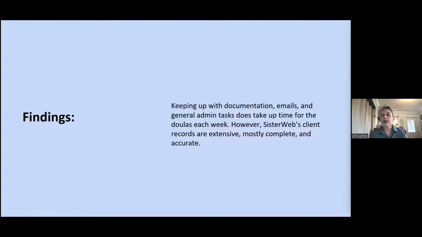So the last point of the findings is really keeping up with documentation, emails, and general admin tasks does take time for doulas each week. Given how much time is reflected in the Fund February data, our client records are really extensive. They're mostly complete and very accurate. So again, this is that moment to slow down and look at to achieve high quality. Oftentimes you do have to slow down and compensate for all that hard work. Next slide.